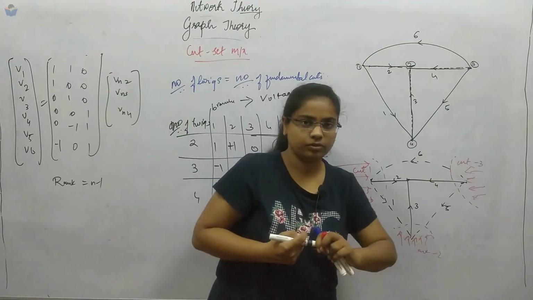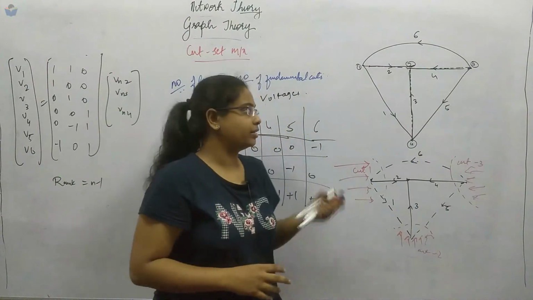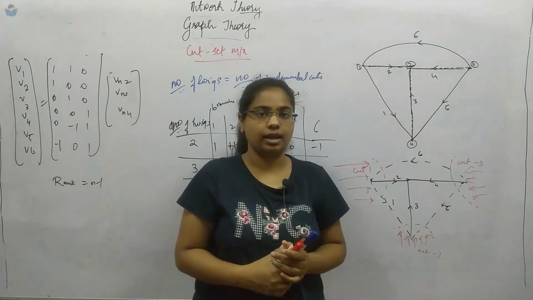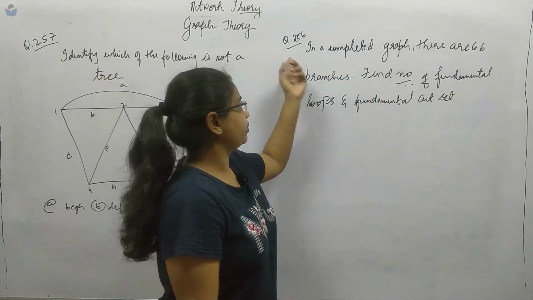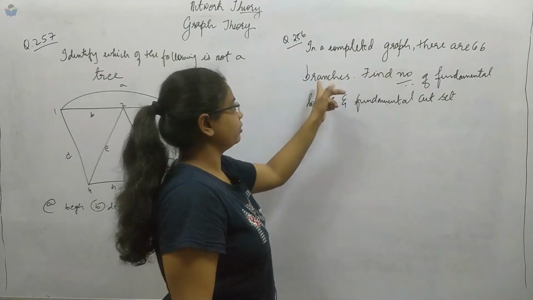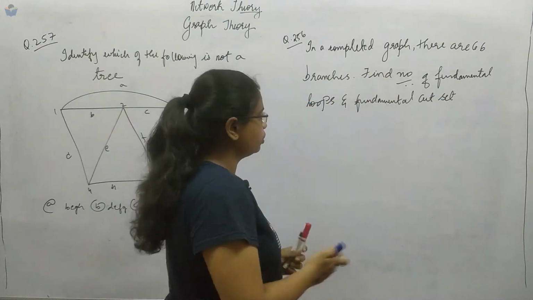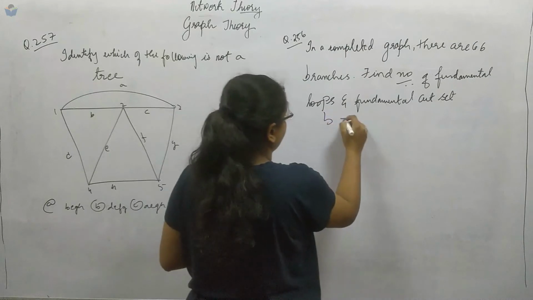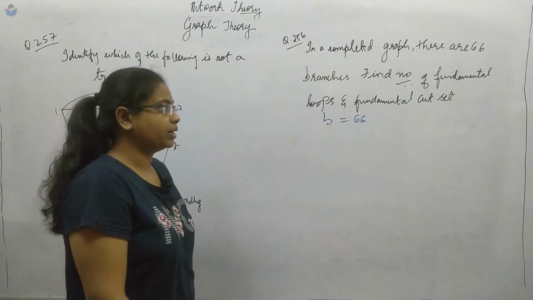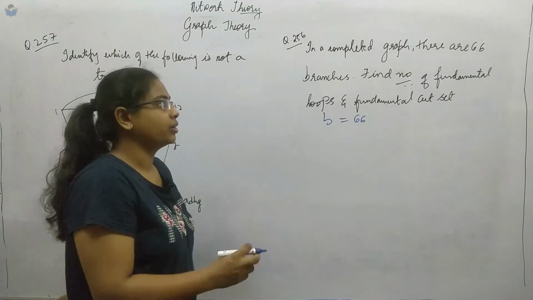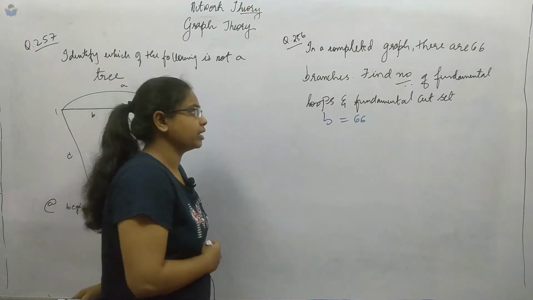Now we will see some of the questions. Okay, then we will end this chapter and move on to the locus diagram. Okay, so coming to question number 256. In a complete graph, there are 66 branches. So what they have given? They have given the number of branches is equal to 66. We have to find the fundamental loop and fundamental cut set. Okay, basically number of fundamental cut set and loops.